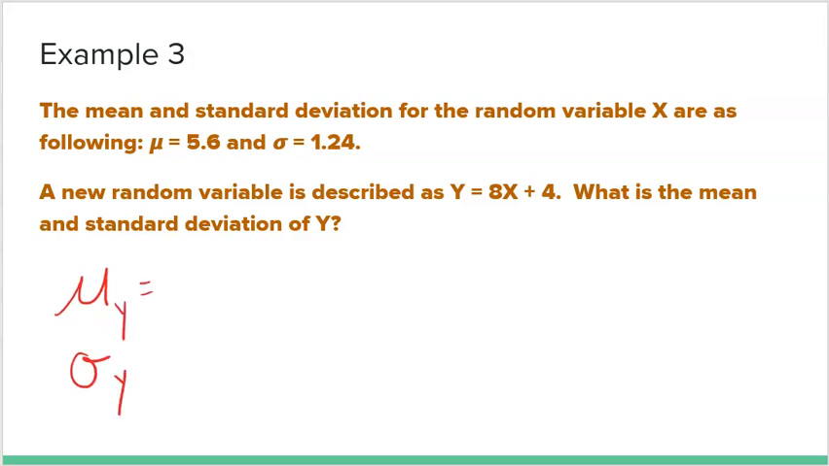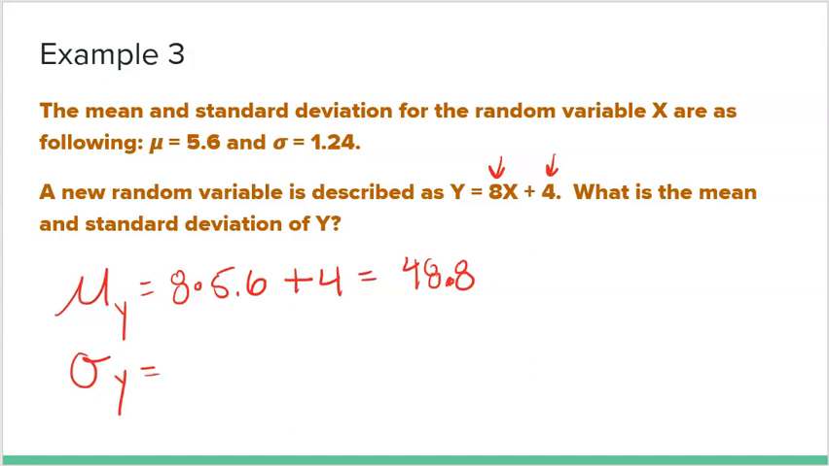Well, again, multiplication and addition both affect the mean. So I'm going to take 8 times my old mean of x, and I'm going to add the 4 to get my new mean. 8 times 5.6 plus 4 is 48.8. Now this problem has no context to it, so I don't know what the units are, but that's the mean. So again, that's because the mean is affected by both multiplication and the addition of a constant.